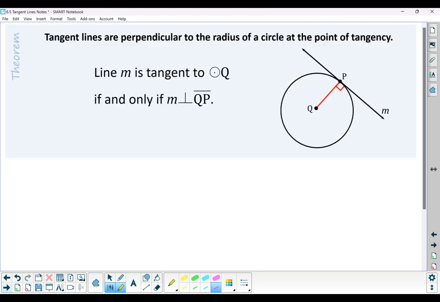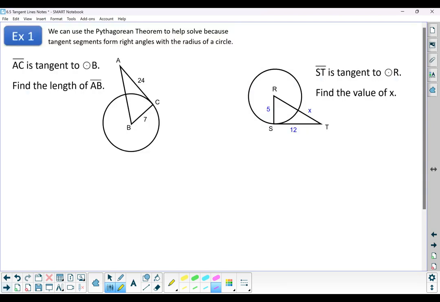All right, so now that we can see how to look for tangents, we have a couple of theorems about tangents. The first one says that tangent lines are perpendicular to the radius of a circle at the point of tangency. So if we've got a tangent line, it has that point of tangency right there. If we draw the radius to that point of tangency, that's going to create a 90-degree angle between the radius and the tangent line. So here's a couple of examples where we can use that fact.